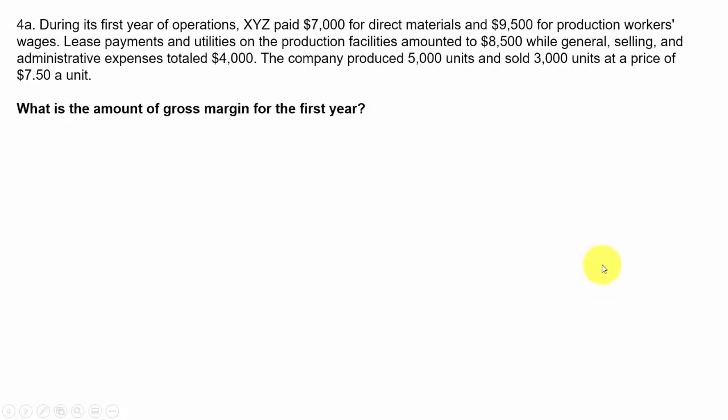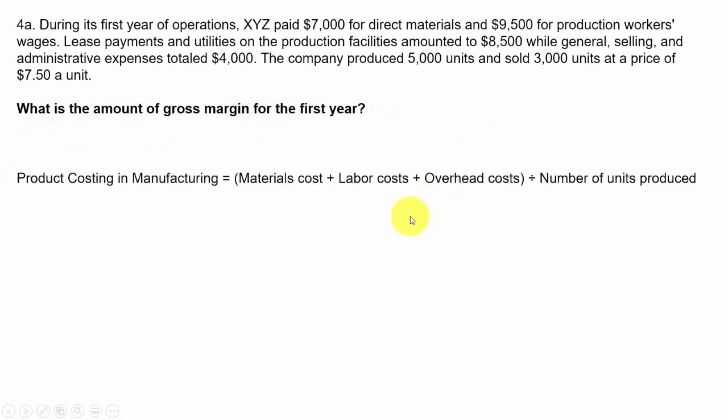Next question. They want to know what is the amount of gross margin for the first year. Okay, gross margin. Before you figure out gross margin, by the way, gross margin is the sales minus the cost of goods sold. That equals gross margin. So sales minus cost of goods sold equals gross margin. But first we have to do some calculating to get to that point.